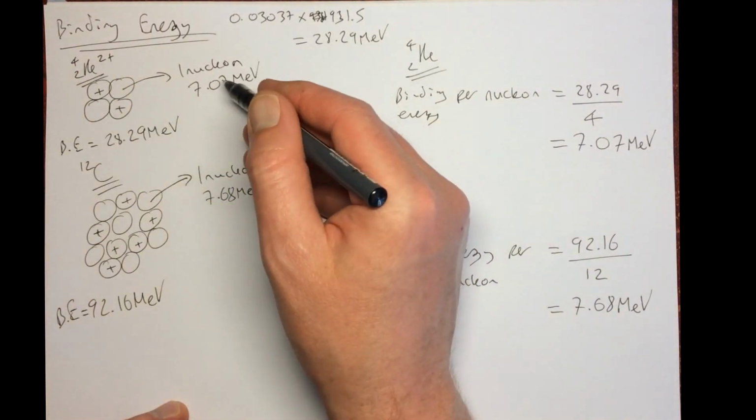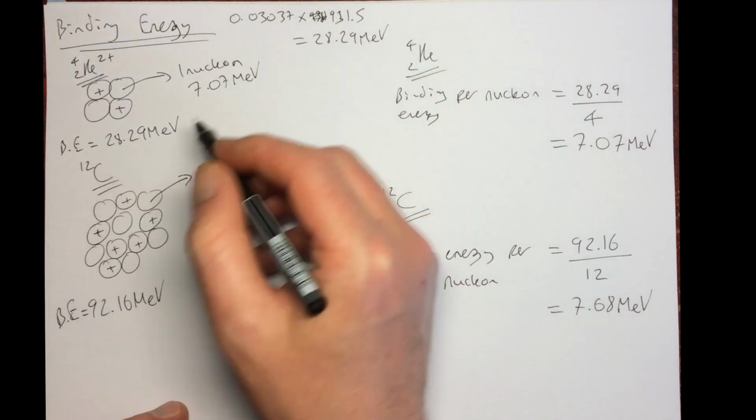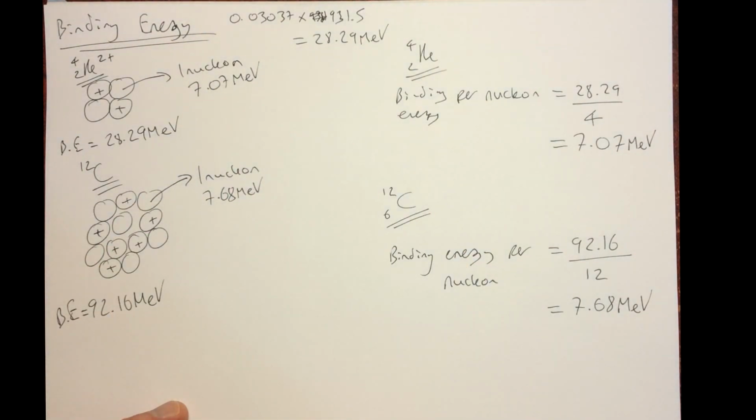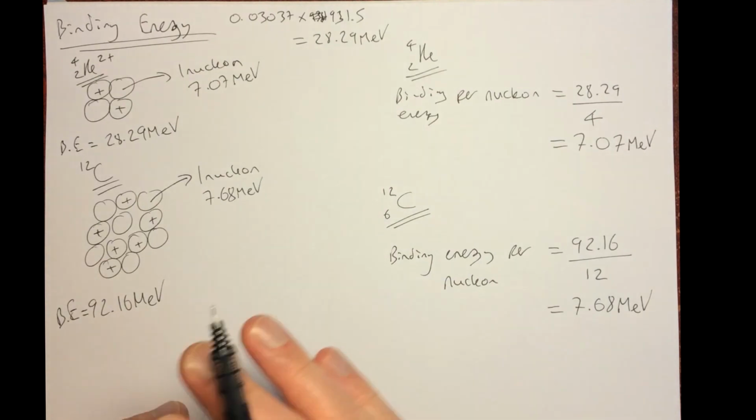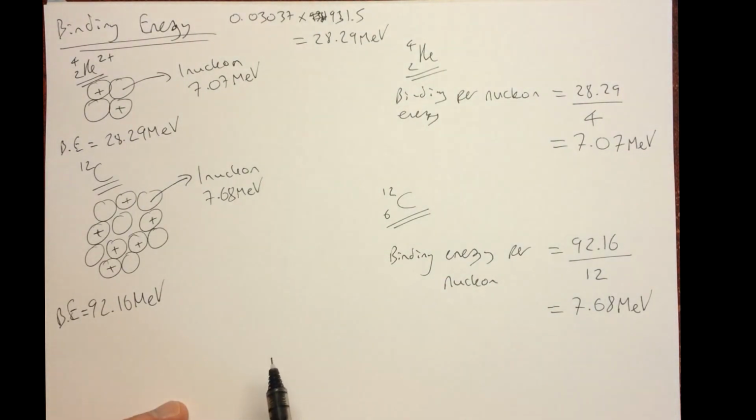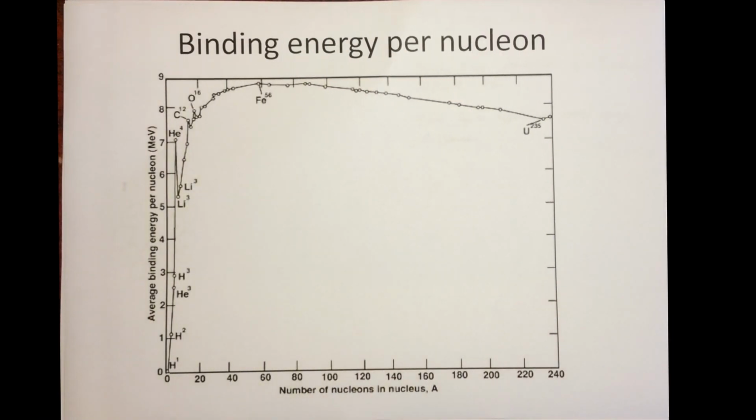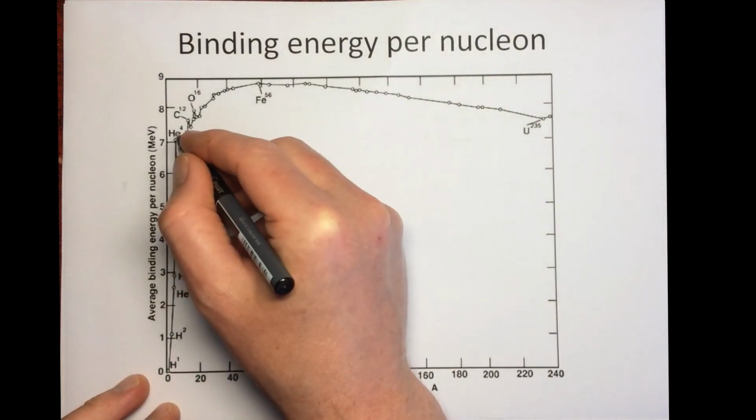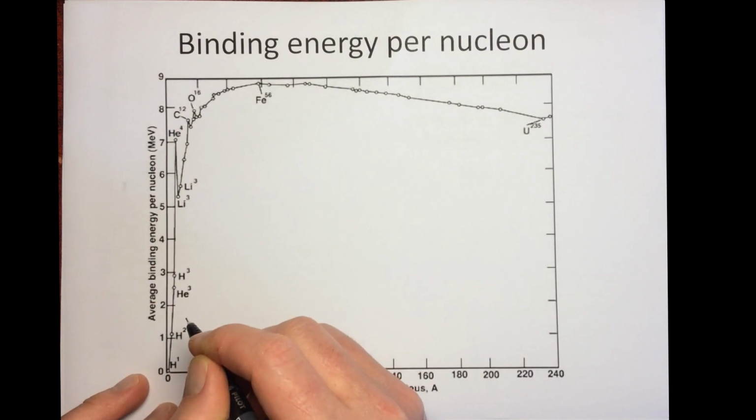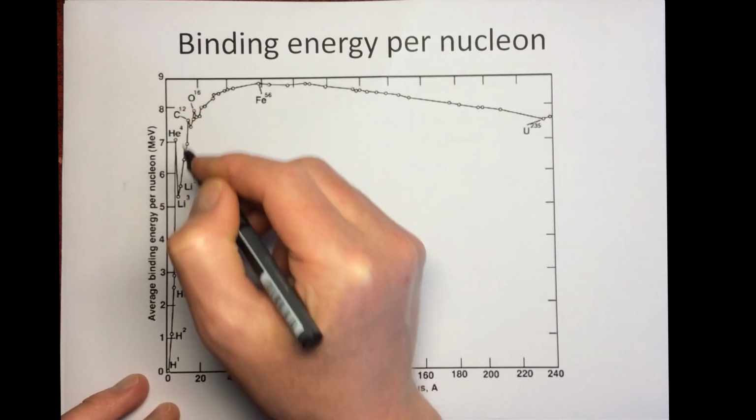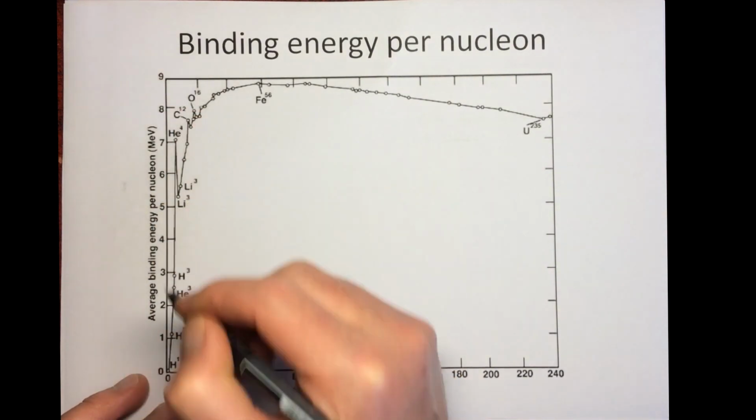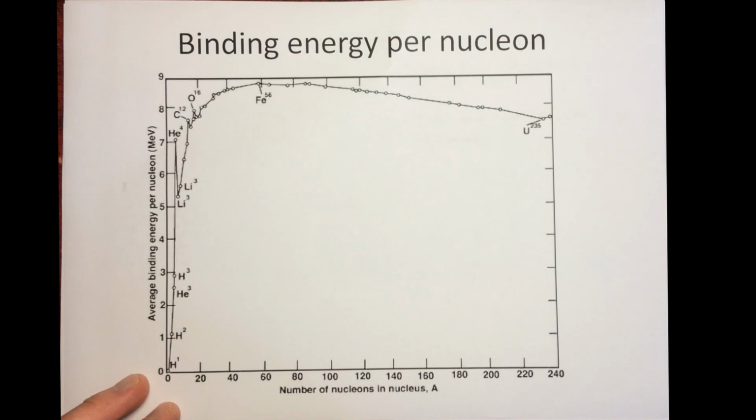Now you can see with these two examples, as the nucleus gets bigger, the binding energy per nucleon gets bigger. But that doesn't happen for every element. Once you get to a certain point, you reach a maximum. So let's have a look at that now. We've calculated the binding energy per nucleon of helium-4 and of carbon-12, and we found that carbon-12 had slightly more binding energy per nucleon.